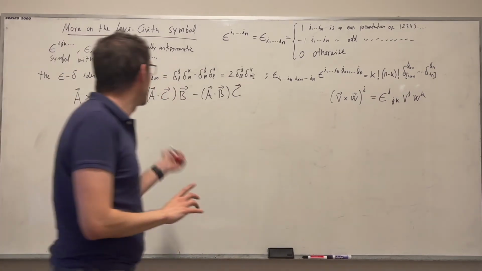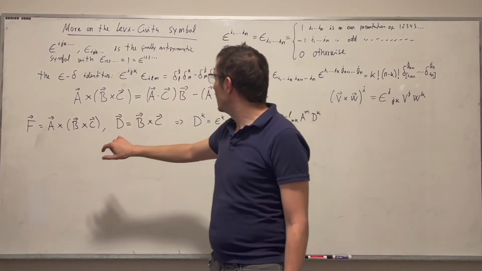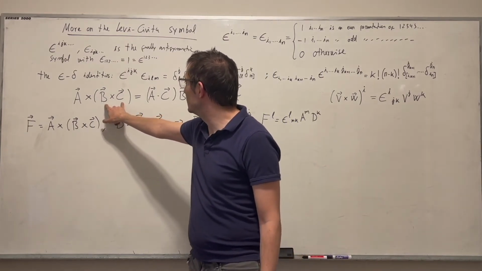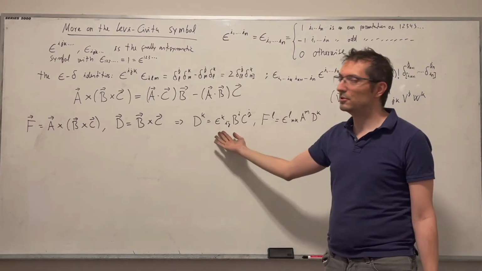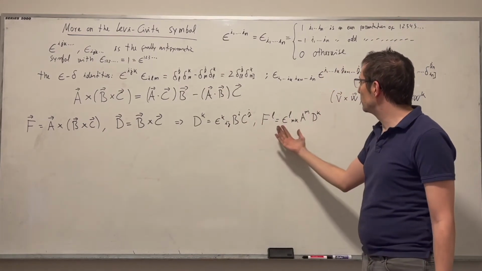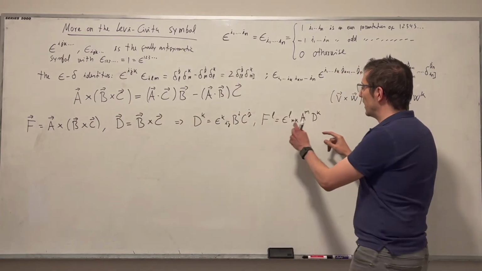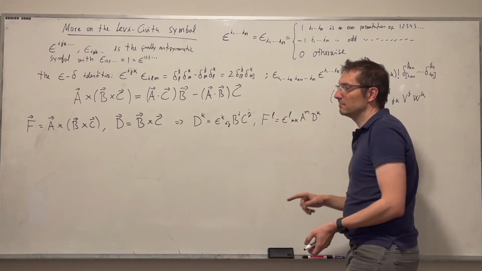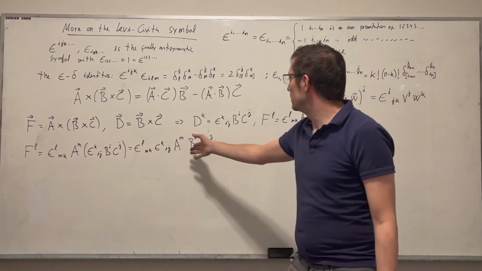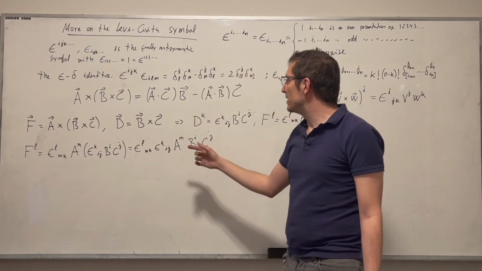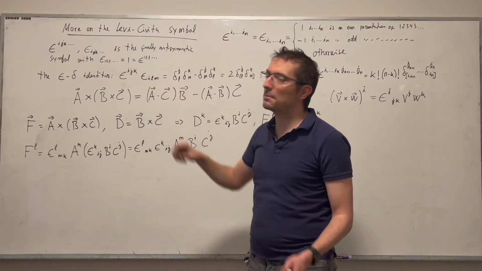So step number 1, let me define two auxiliary vectors like this. I call this vector f, and this vector b cross c, I call it d, just for simplicity. So I compute d using this expression, and then using this expression again, I compute f, where I use this vector d that I computed. I can substitute d_k from this expression, and I get the following. I get this, just substituting d and expanding. And the nice thing about it is that what I have here is an epsilon contracted with an epsilon, so I can use the epsilon delta identities.